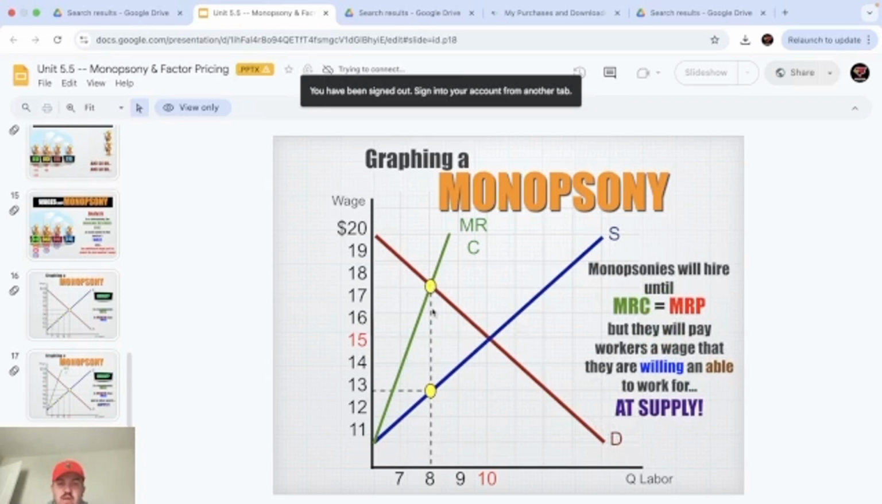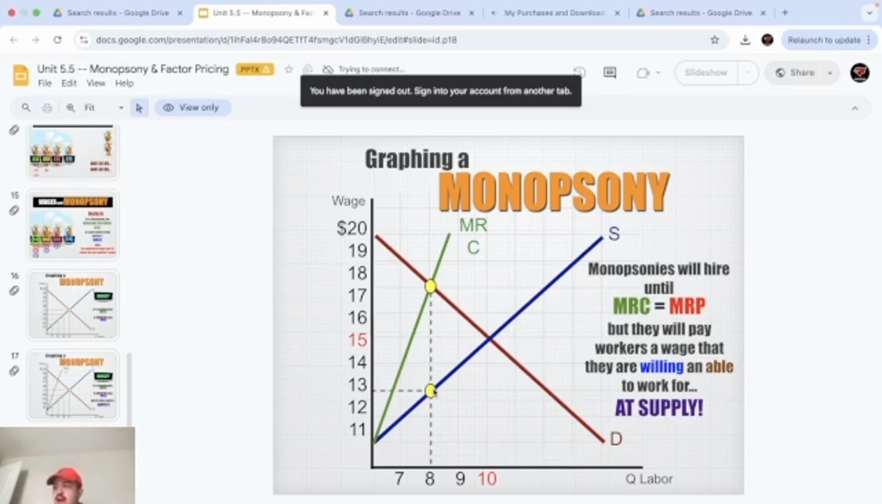That's our demand on this one. So at this point, but rather than what we did with the monopoly where we went up until we went to the demand line, we're going to go down until we reach the supply line, because we're going to pay workers a wage that they're willing and able to work for. A monopsony is a price maker or a wage maker, right? That's important for us to note.